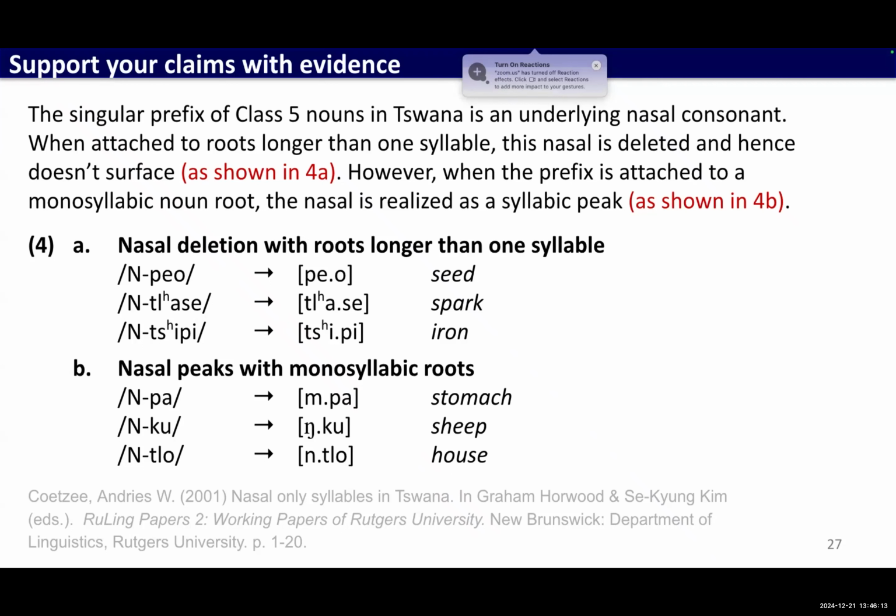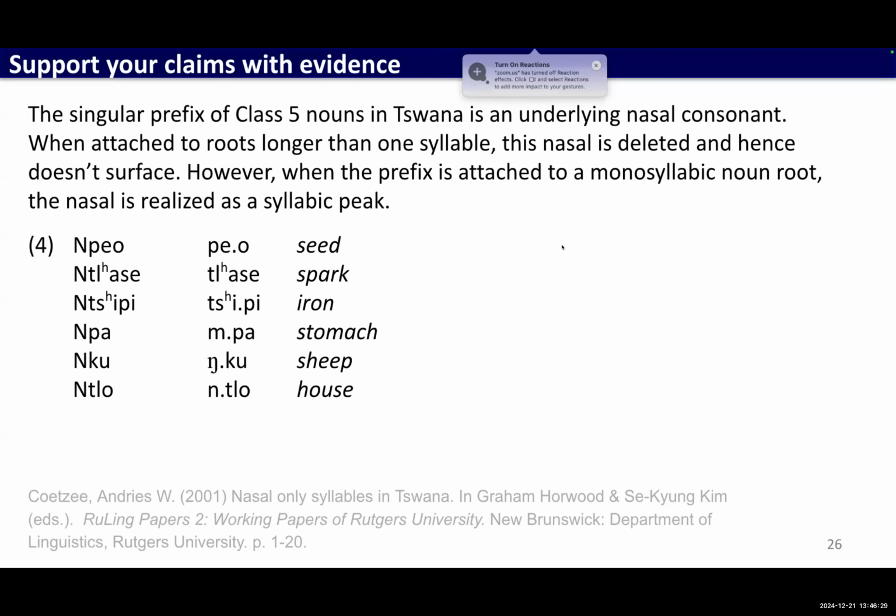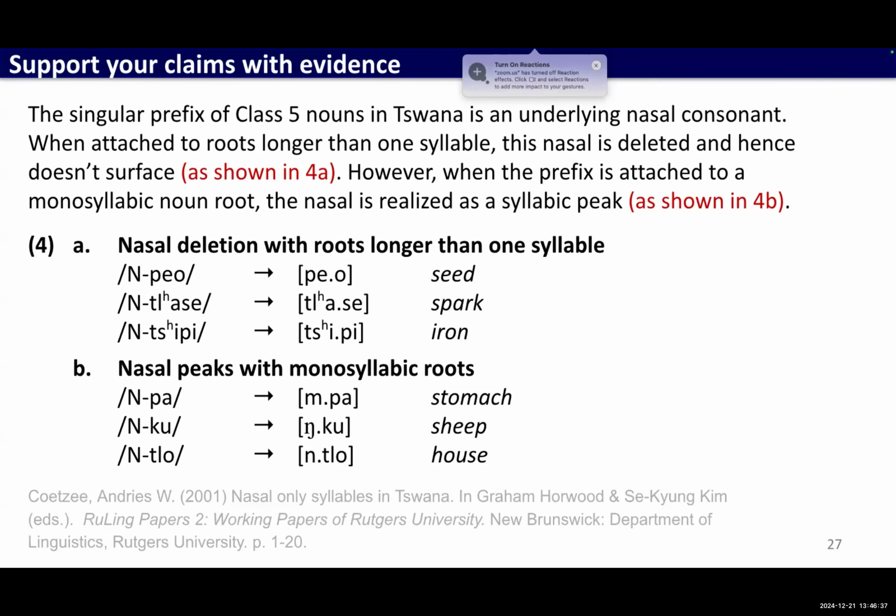And then we get to 4B, and it says nasal peaks with monosyllabic roots, meaning with monosyllabic roots, the nasal doesn't delete. It's realized as a syllable peak. And then you get the examples again, right? So this is a claim without any evidence. This is a claim with evidence, with data, but you haven't interpreted it as evidence. You haven't explained to the reader how it supports your claim. This is data that you have presented in such a way that it's clear how it's evidence for your claim.